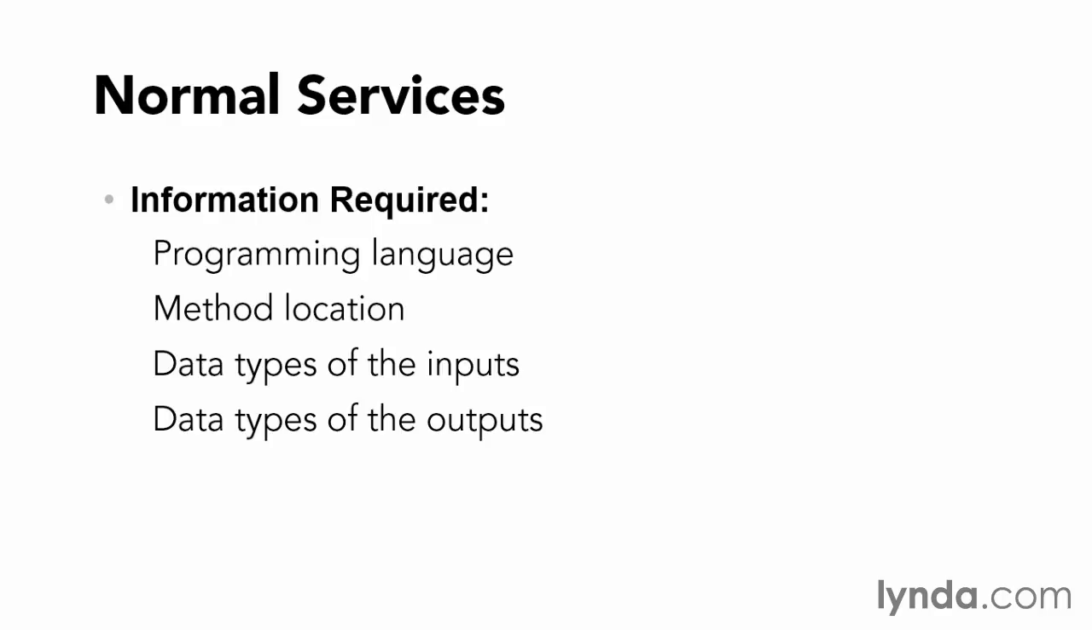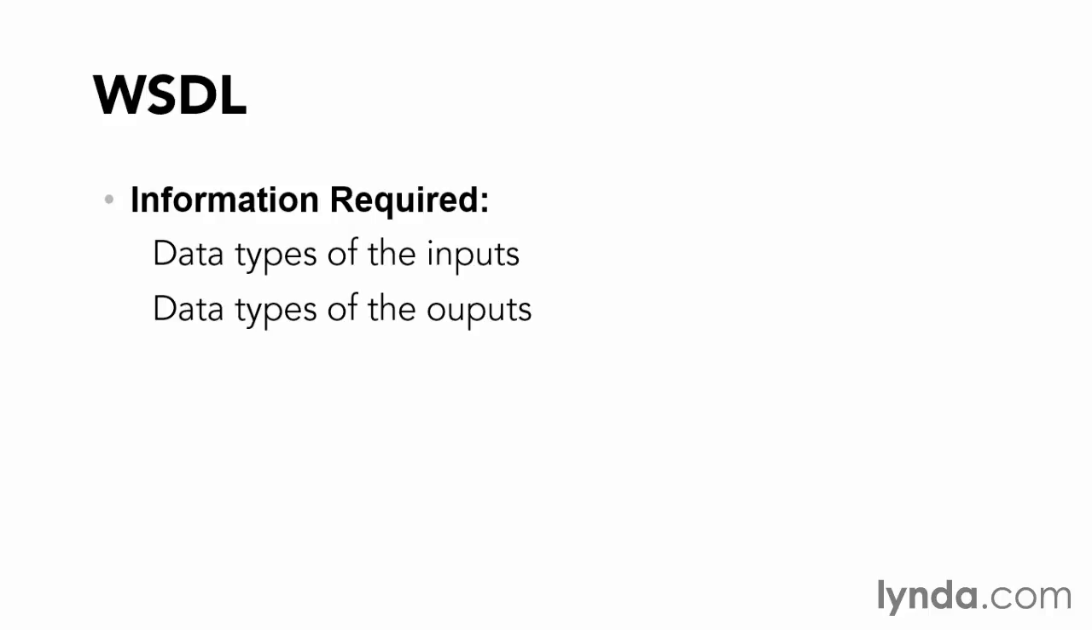WSDL simplifies these requirements through the use of standardized messages. Since any computer can read an XML file, there is no need to know or be compatible with the programming language of the web service. The information required to know the method's location is also somewhat simplified and standardized in this format. As a result, all the end user really needs to know is what type of data is expected for the inputs and the outputs. The most current version of WSDL is version 2.0, which structures each message according to the following table.